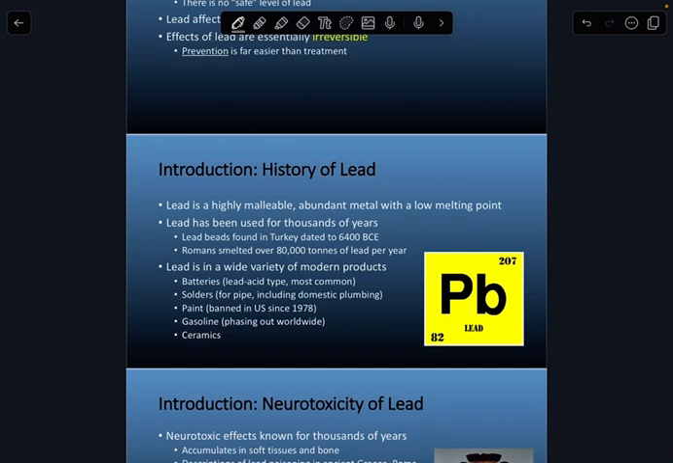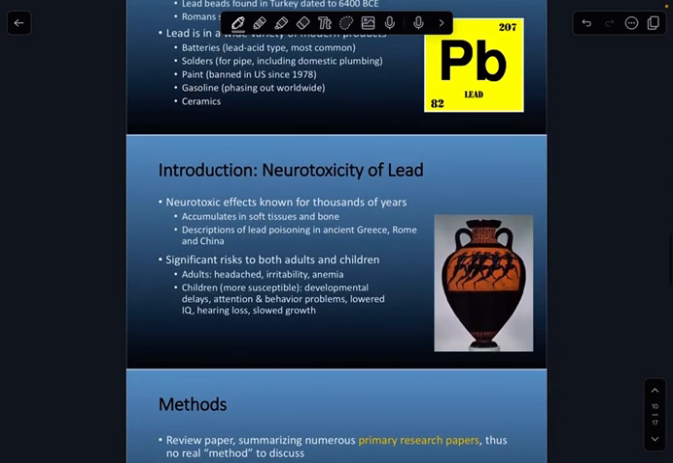So just like lead has been known for thousands of years, the neurotoxicity effects of lead have been known for thousands of years. We know that lead, when it gets into the body, accumulates in the soft tissues, like muscles, nerves, and also in bone. There are descriptions of what looks like lead poisoning in literature from ancient Greece, Rome, and China. So it's been known for a long time that lead can make people sick. The risk is to both adults and children.